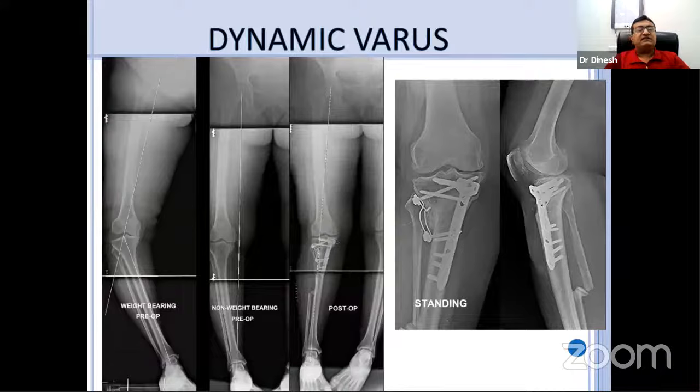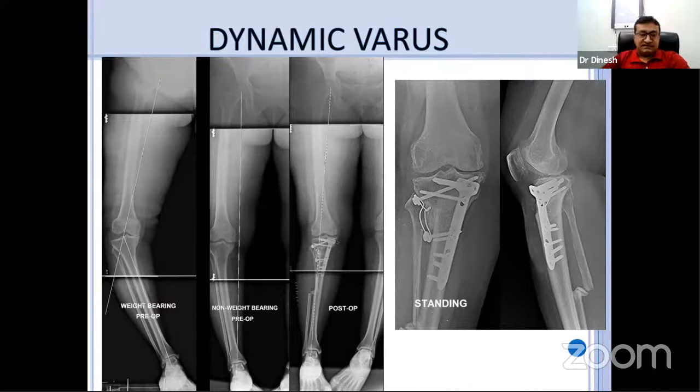If we plan on a weight bearing X-ray, we may end up with a very high correction, that is more valgus. But in that particular case, with a dynamic varus, preoperative planning should be done on a non-weight bearing X-ray. And if we can correct very well and put the weight bearing axis near the Fujisawa point, this dynamic varus will go away.